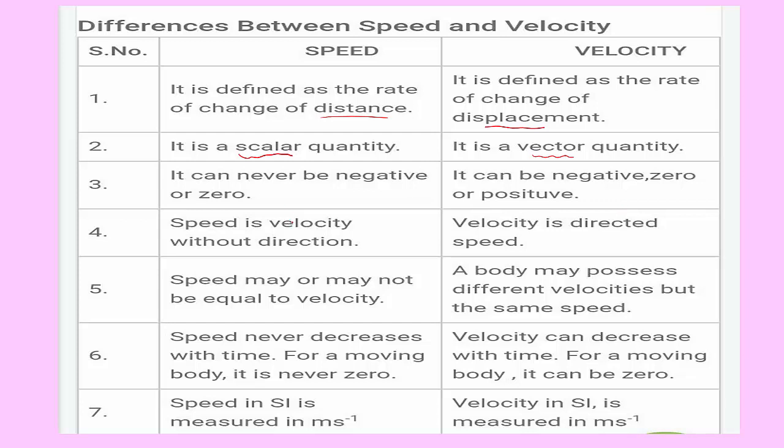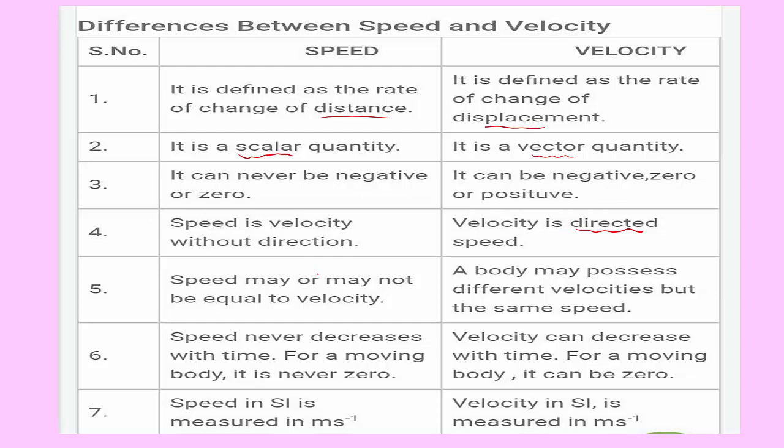Then the fourth point is speed is velocity without direction, right? Because speed has only magnitude. So if velocity is without direction, then we can say that speed is also velocity when it has no direction. And here velocity is directed speed. That means velocity is also speed, but when the speed has direction.